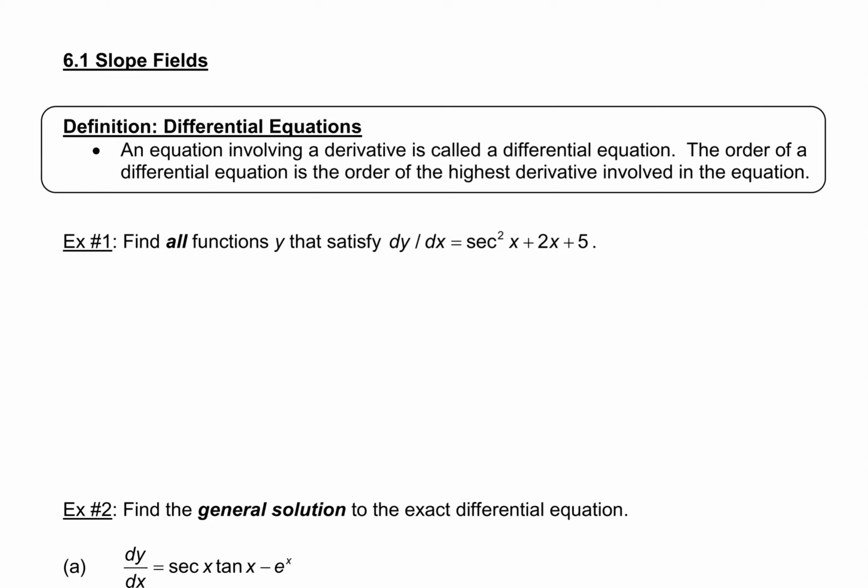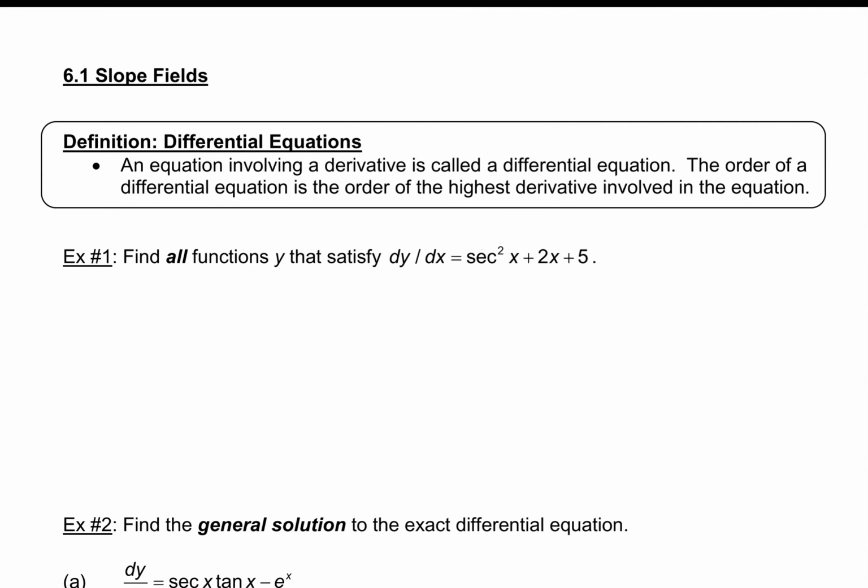Okay, so 6.1 slope fields. What the heck is a differential equation? Differential is a small difference, right? It's a small change. And things that are small changes are something like a du or a dx, because remember, dx is a very, very, very small width.